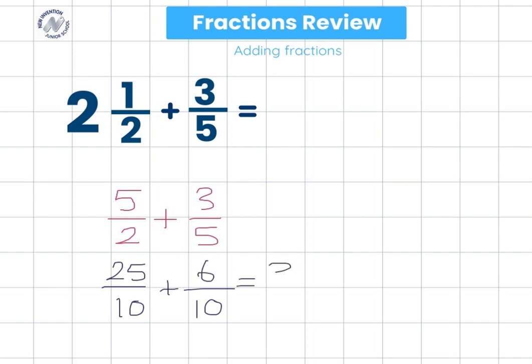So my answer becomes 31/10. Change to a mixed number. 31 divided by 10 is 3 1/10.